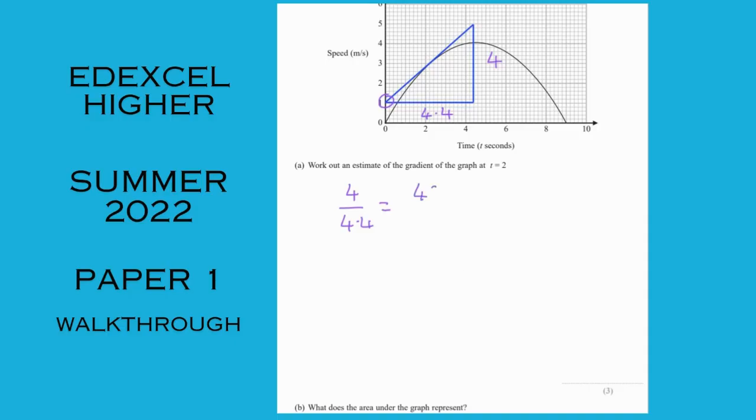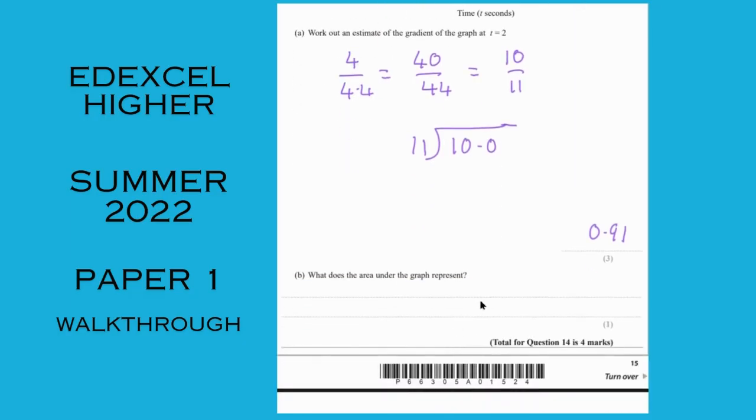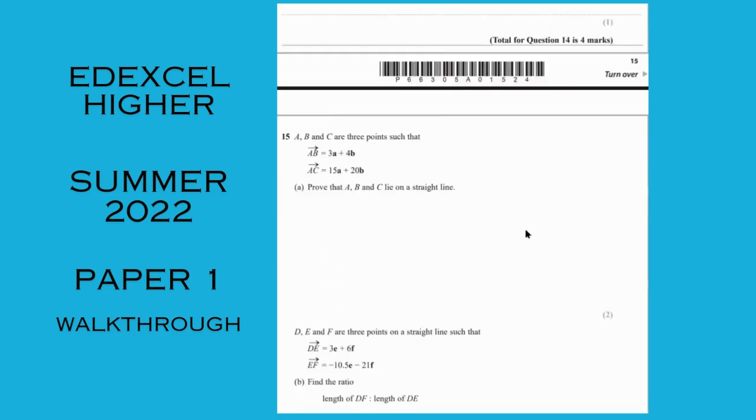So times top and bottom by 10, divide top and bottom by 4. You might know 10 elevenths is 0.909 or whatever. In other words, 0.91. If you didn't know that, 11s into 10. Wouldn't take you too long. It's 0.909 recurring and so on. What does the area under the graph represent? No need to fill up 2 lines. It is just the distance travelled.